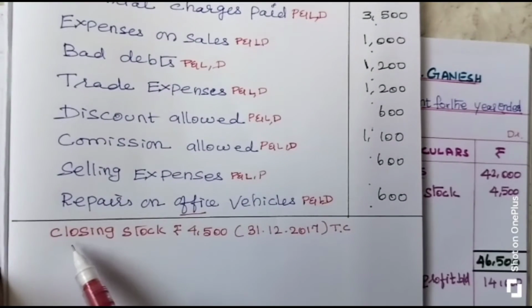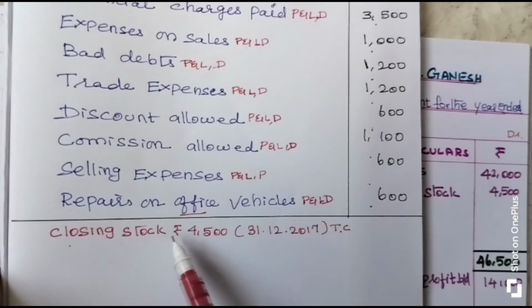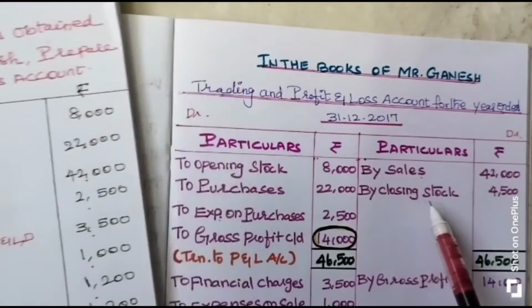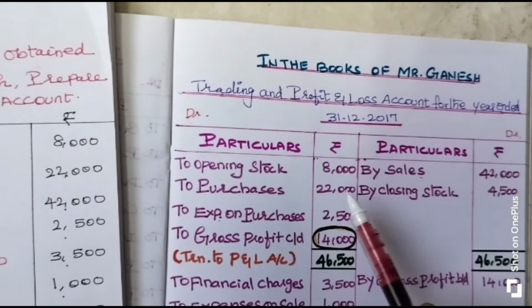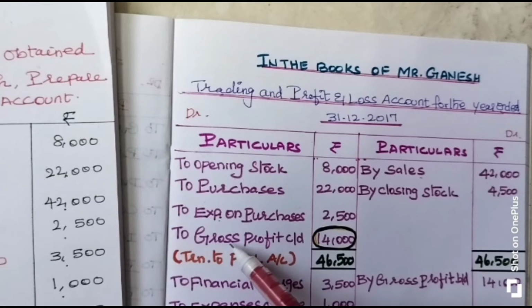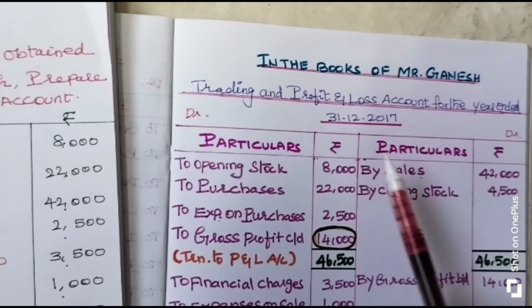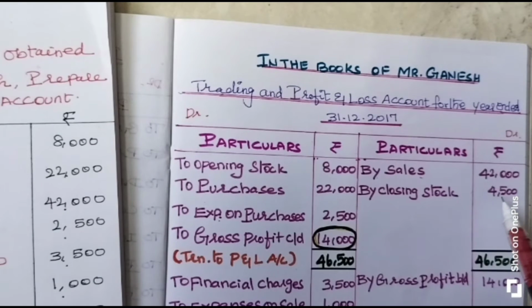Listen, on trading account, closing stock is 4,500 rupees. First we have to prepare the trading account. From that balance we will get gross profit or gross loss. Then only from the gross profit or gross loss can you start the profit and loss account. So for that we first have to prepare the trading account. By closing stock is 4,500.